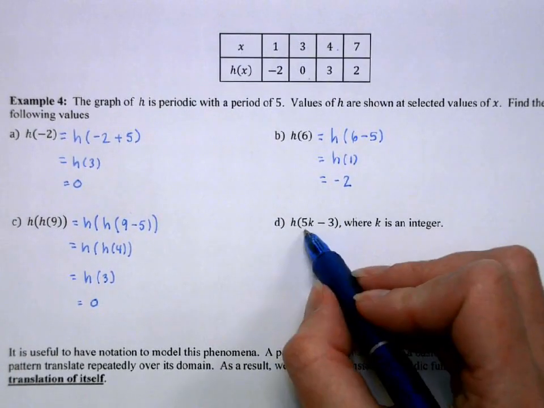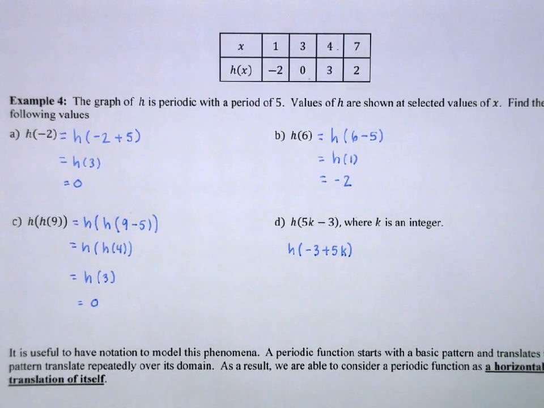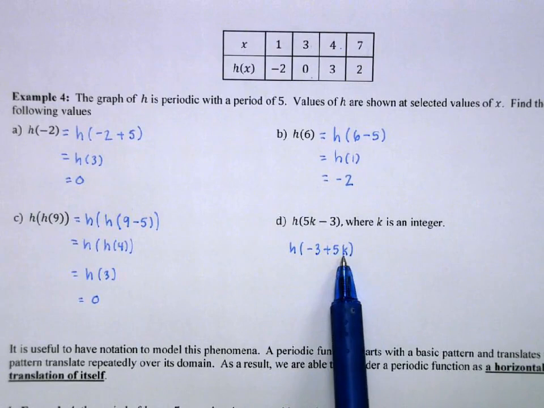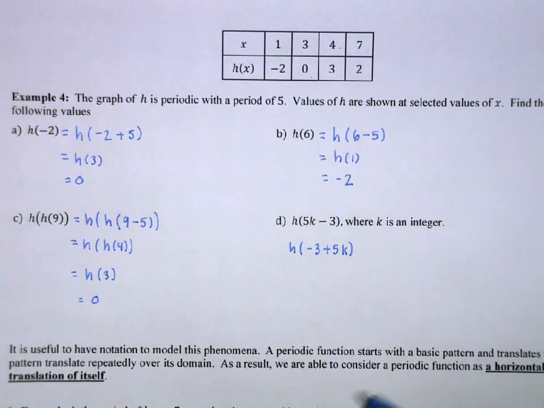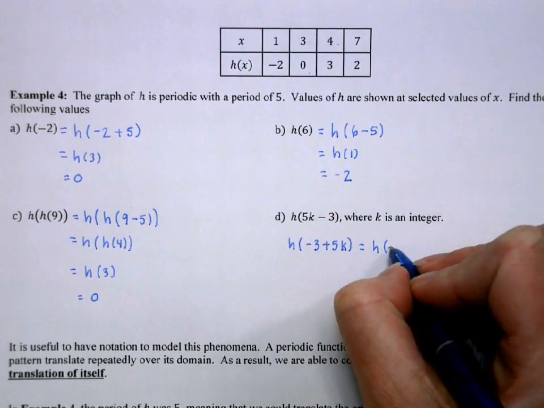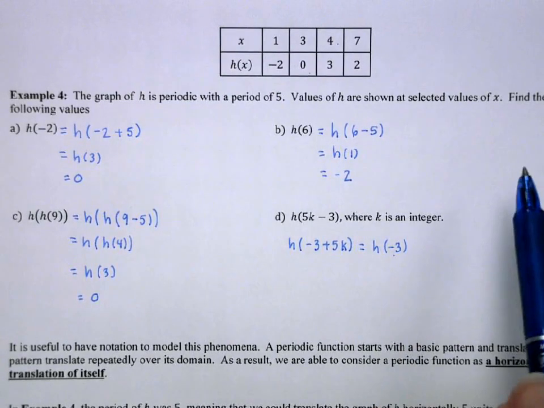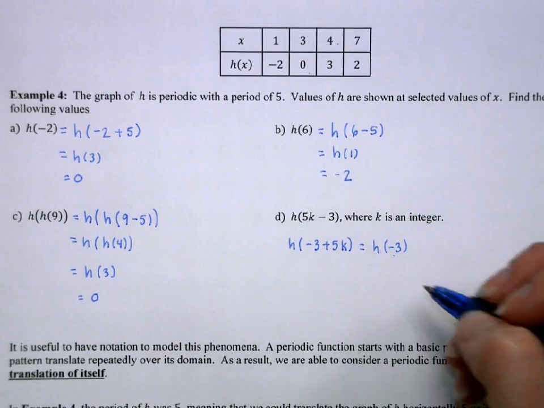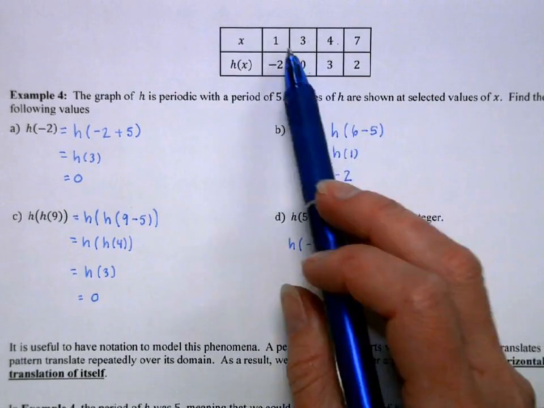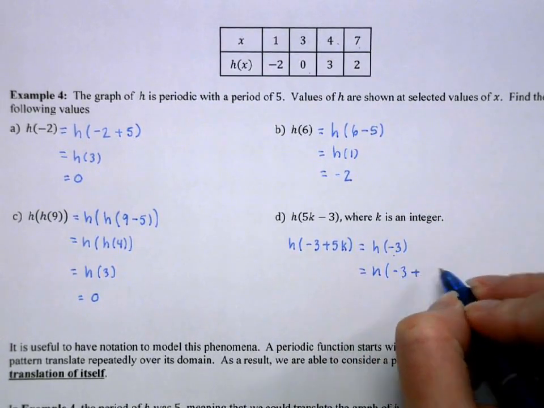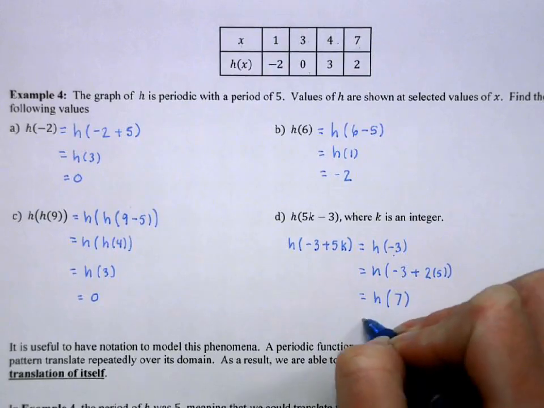Okay, this one, h of 5k minus 3. So I'm going to rewrite this as -3 plus 5k. So that 5 is my period. So we're taking -3 and I'm adding or subtracting some number of 5s. Well, h of -3, I don't know. But whatever this is equal to, it equals h of negative 3, because it would be whatever value is plus 5 or minus 5. So now I just need to try to find negative 3. If I wanted to add 5, that'd get me 2, but that's not there. But if I add 2 5s, that would give me h of 7, which is in my chart, which is going to equal 2.